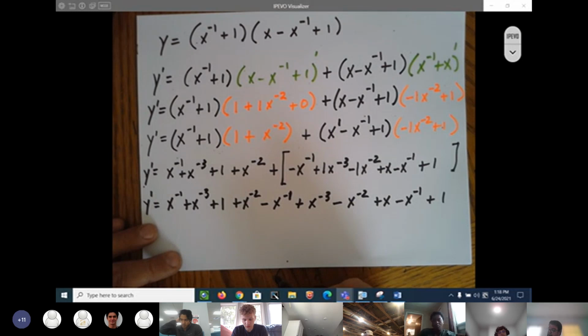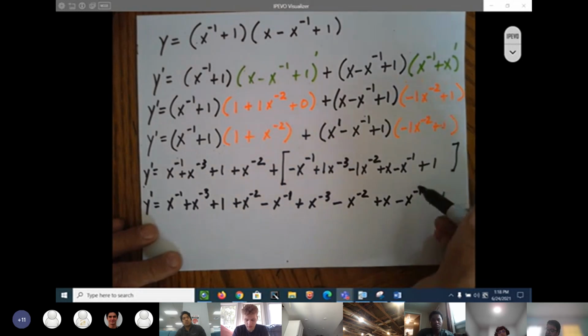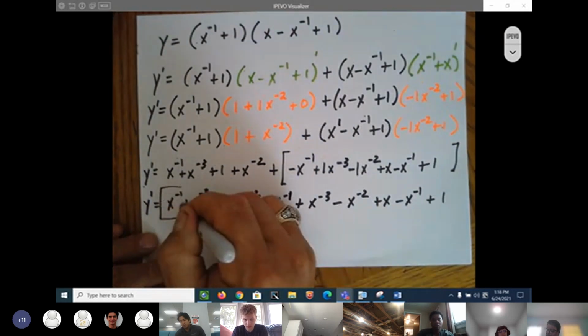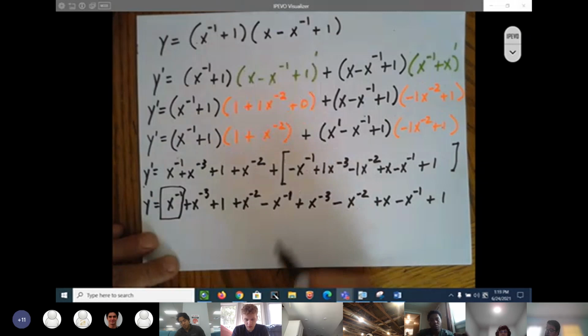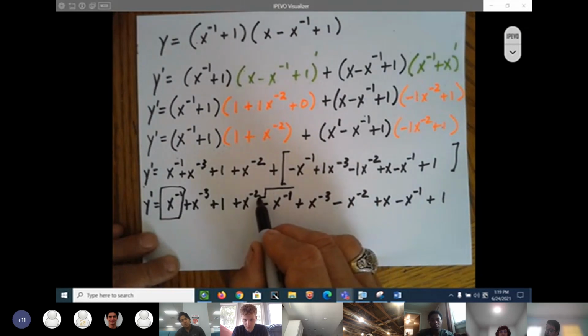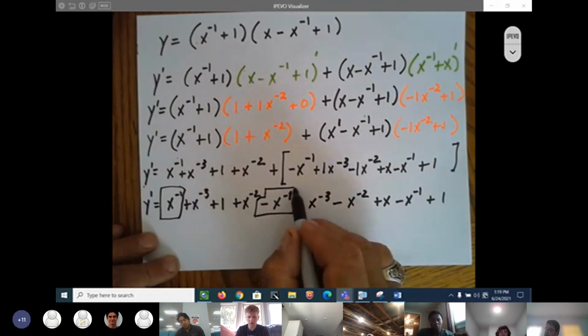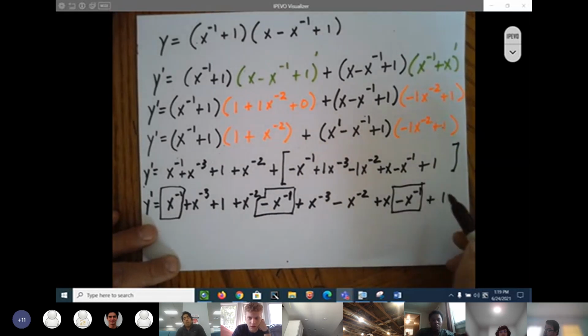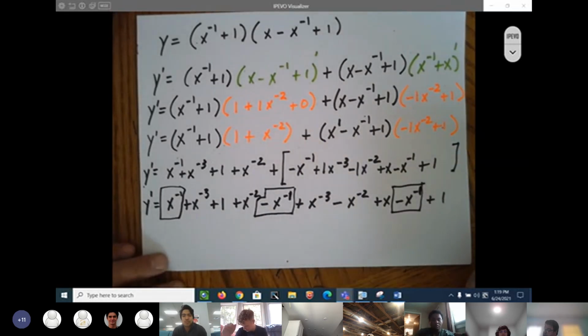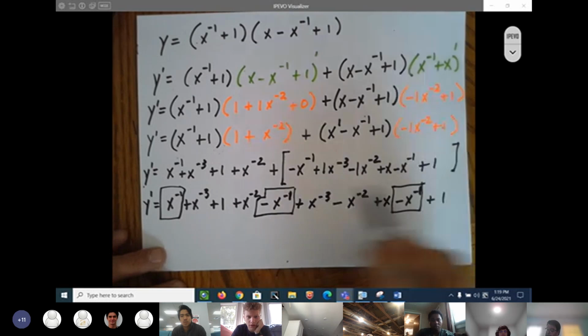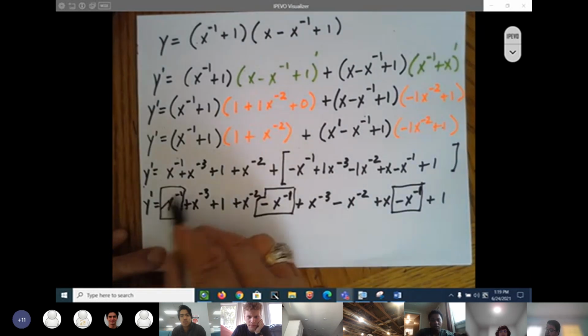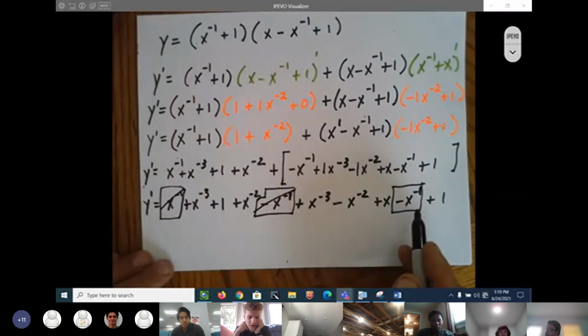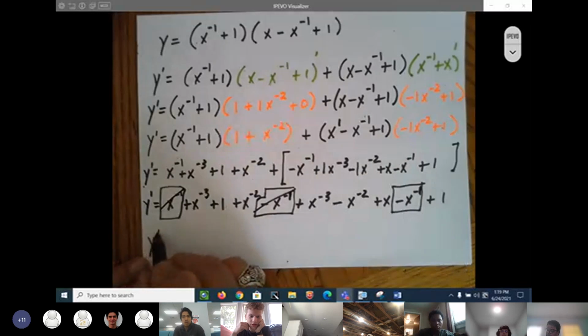All right. Well, let's see, I've got an x to the negative 1 right here, and an x to the negative 1 right here, and an x to the negative 1 right here. Y'all see any others? And of course, these two cancel. You're left with negative x to the negative 1.